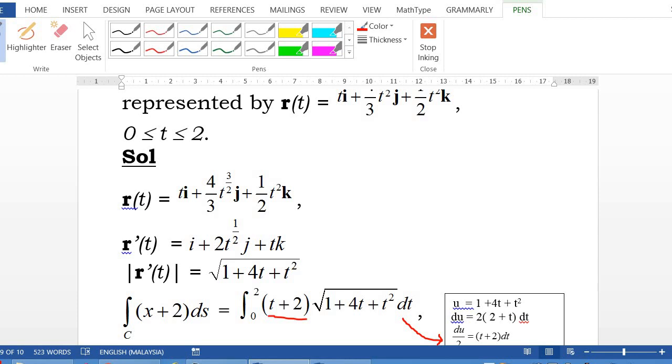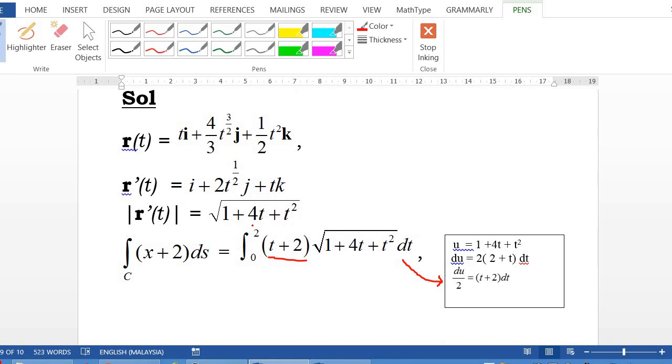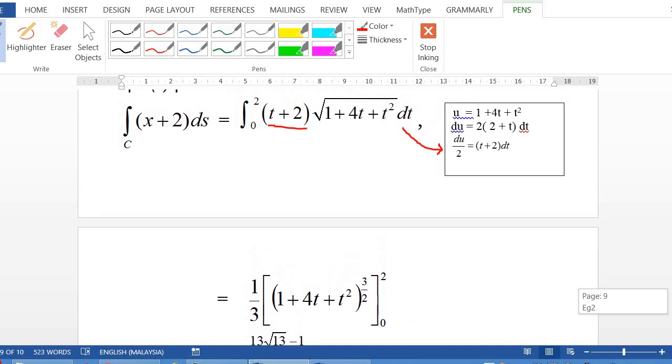Hence the line integral of x plus 2 ds along curve C, where t goes from 0 to 2: x plus 2. From r, component i is actually x, so replace x by t, so t plus 2. ds is the magnitude of r prime t, so the square root of 1 plus 4t plus t squared.